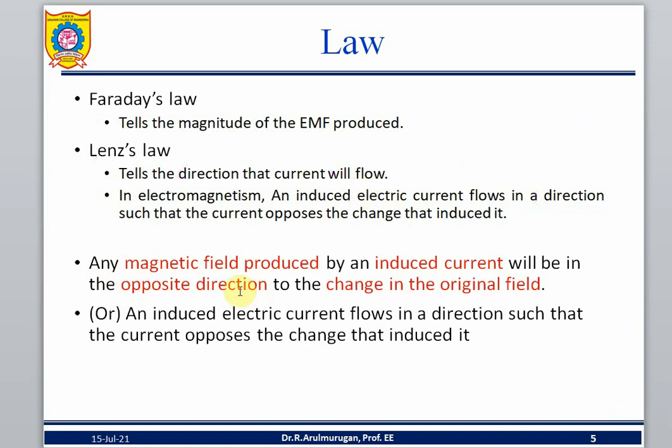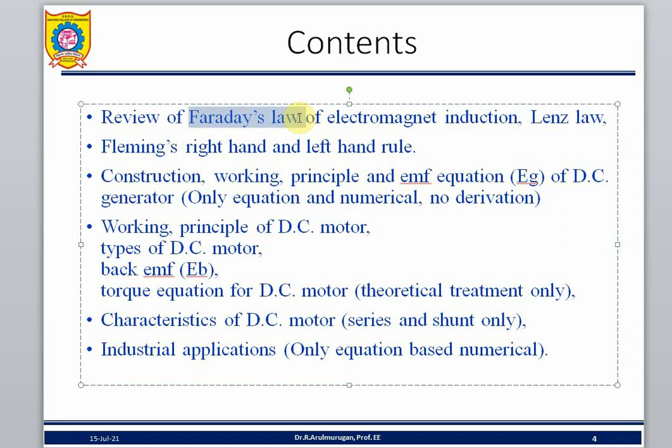Any magnetic field produced by an induced current will be in the opposite direction to the change in the original field. Or another statement: an induced electric current flows in a direction such that the current opposes the change that induced it. So the induced current flows just opposite to the change. This is the Lenz law. So this is a review of Faraday's law and the Lenz law.